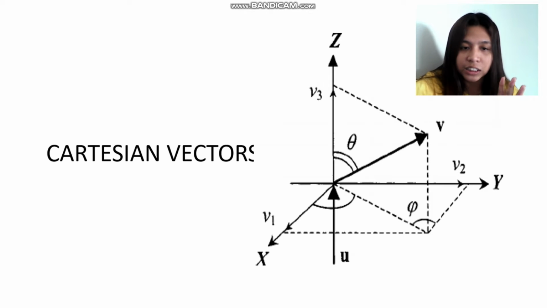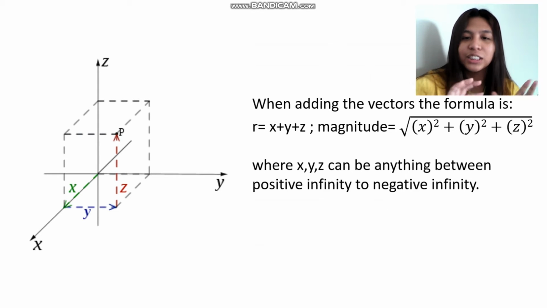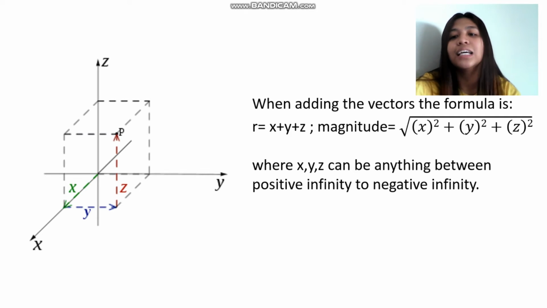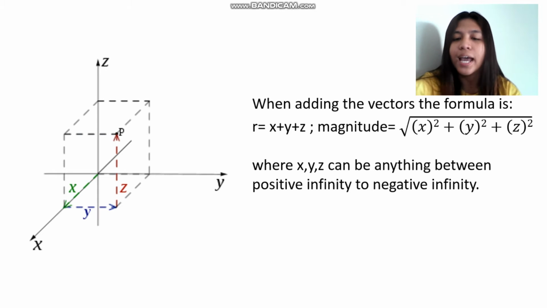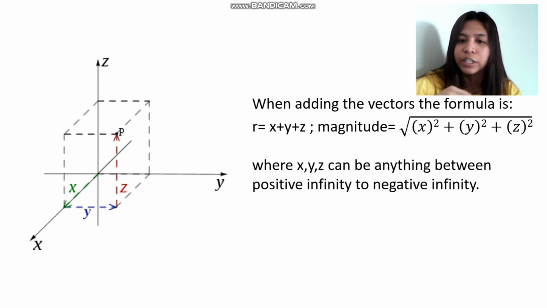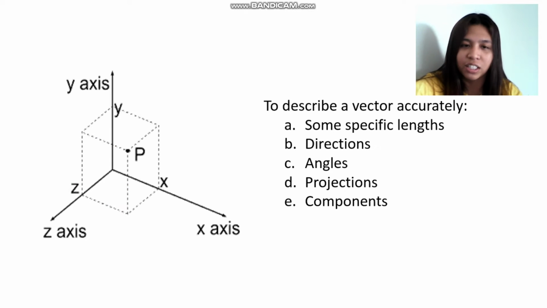Tapos, let us now talk about the Cartesian vectors. Dito sa Cartesian vectors, meron tayong formula ng magnitude which is the square root of x squared plus y squared plus z squared, where r is x plus y and z. And sinasabi nito na ang x, y, and z can be anything. It depends on you kung nasa positive or negative. So, anything between positive infinity or negative infinity.